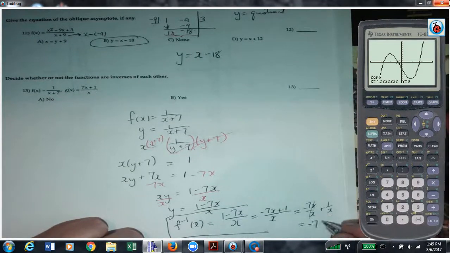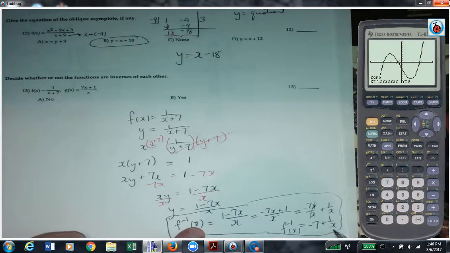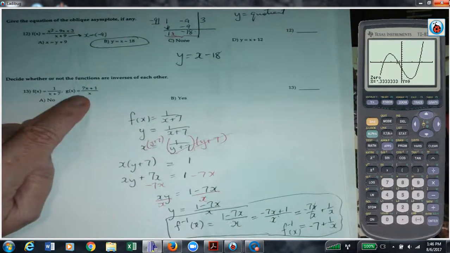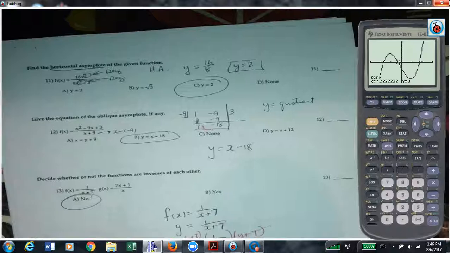And then those would cancel. So all of these are the same inverse function. And I can see that that is not what's happened here. It's off by a negative sign, so the answer is no, they're not.